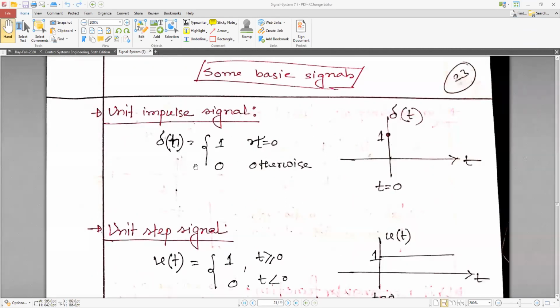See the unit impulse signal. This kind of signal is the impulse signal, unit impulse signal. Delta t is 1 at t equal to 0, and 0 otherwise. When t is equal to 0, delta t is equal to 1. When t value is other than 0, the value of this impulse signal is 0. This kind of signal is known as the unit impulse signal.